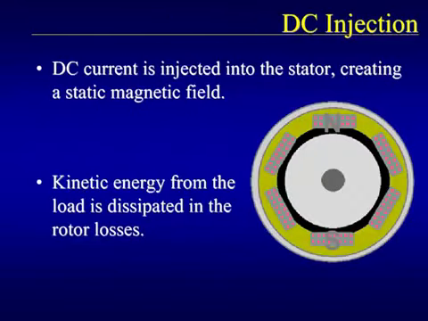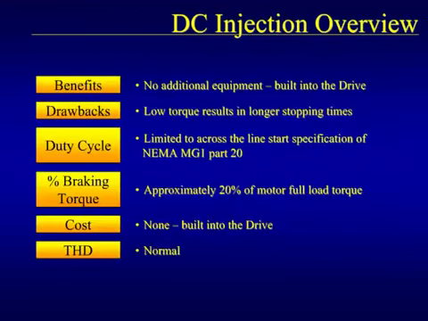The simplest form of braking is DC injection. DC injection works by sending DC current into two phases of the motor. This DC current causes a static magnetic field to occur, which attempts to lock the rotor in a fixed position. During the braking process, all of the kinetic energy from the load is transferred into rotor losses, most notably heat in the rotor. As you can see, one of the greatest benefits of DC injection is that the function is built into the drive. No additional components are required, preventing any additional cost when using this braking method.